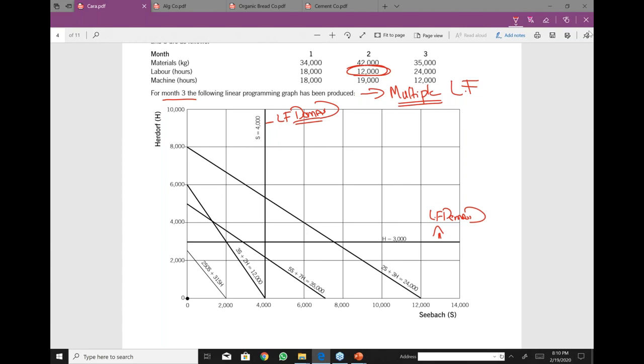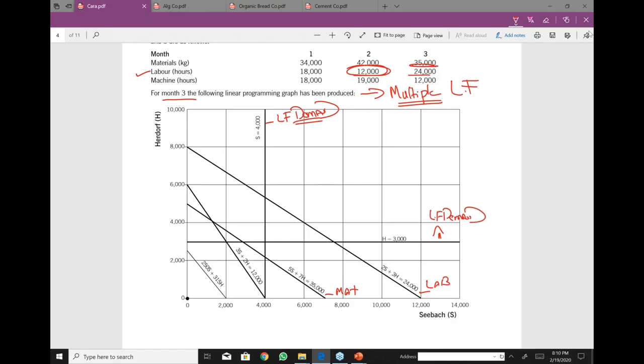Then you have another line of this. This is of labor, because labor is 24,000 and this equation is of labor. So this is the labor limiting factor. Then you have the material limiting factor. As you can see, 35,000 are available in month 3. This is the material limiting factor. This is a material line.